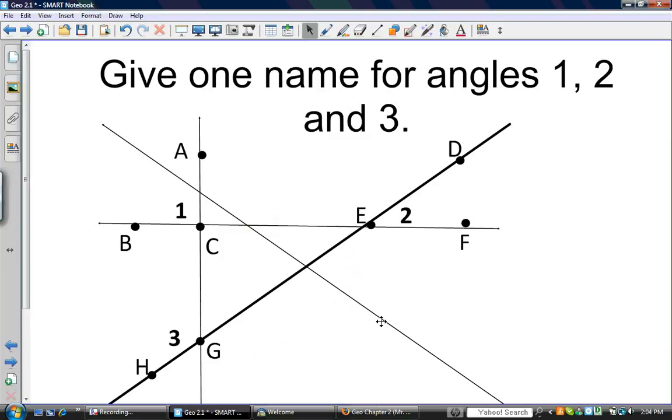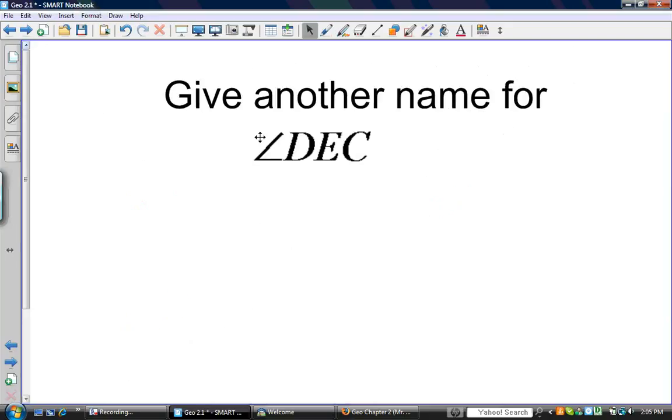Alright, give one name for angles 1, 2, and 3. Well, angle 1 looks like the angle ACB. Over here, angle 2 would be DEF. And angle 3 would be CGH. Now, if we have an angle DEC, we know C is the vertex. So if we want to do another name for it, this would be just C.